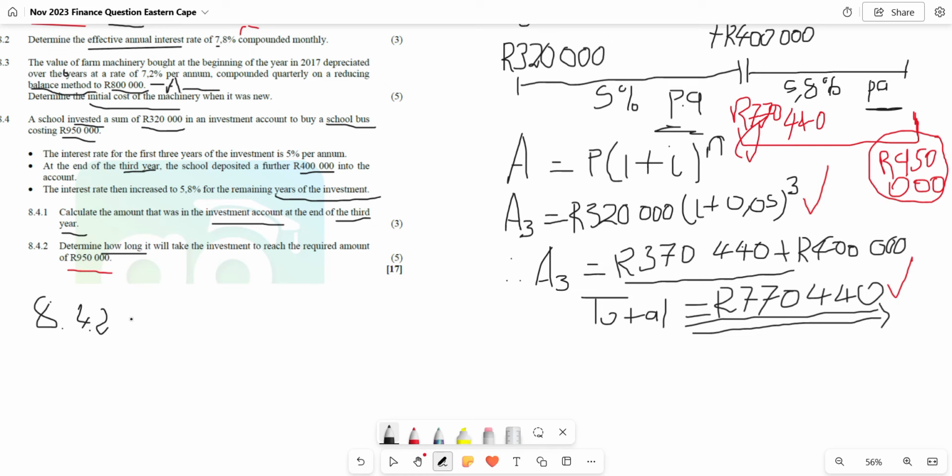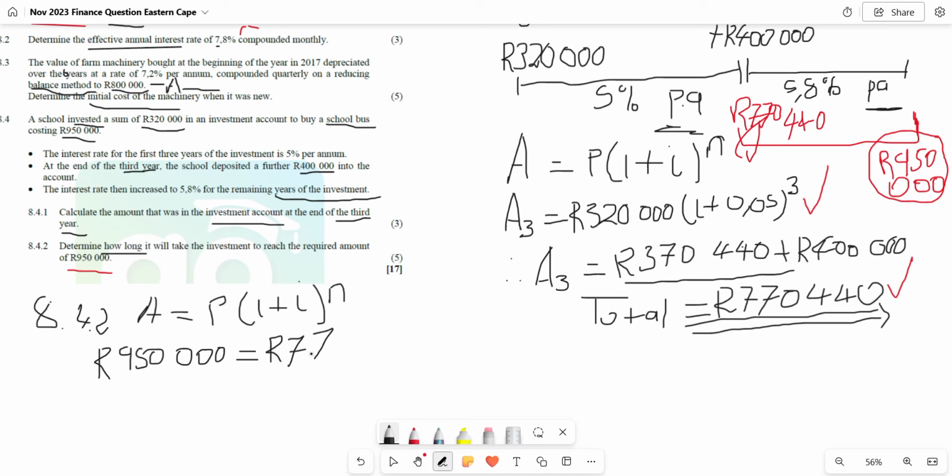Then A is equal to P in bracket 1 plus i all to the power of n. The A now becomes the amount that we need at the end of the investment, which is the accumulated amount. In this case, the school is required to have an amount of 950,000 rand at the end of the investment in order to buy that particular bus. Then at T3, how much are they having? At T3, they are having an amount of 770,440.